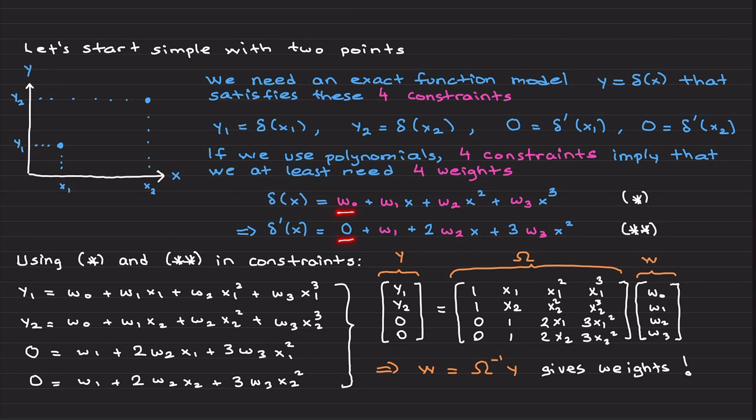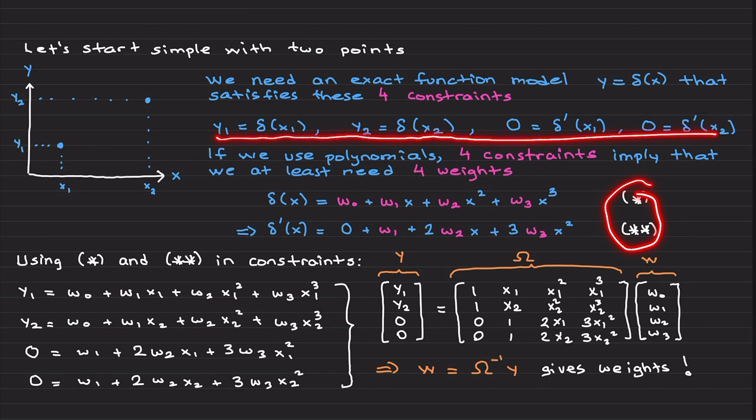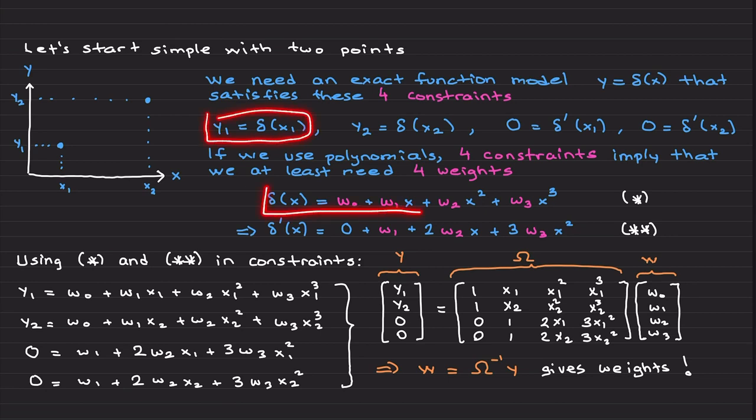This becomes 0. w1x becomes w1, this becomes 2 w2x, so on and so forth. I would like to call this star equation. Now I would like to use these 2 equations within these constraints, right? So basically using this and this together, you have y1 equals to y0, y1 at x1, right?